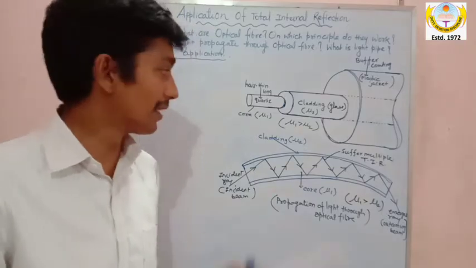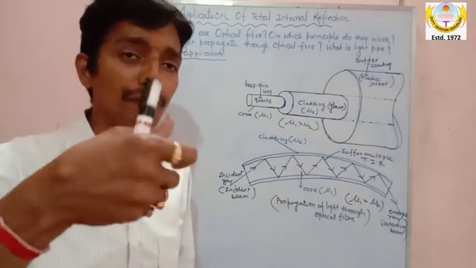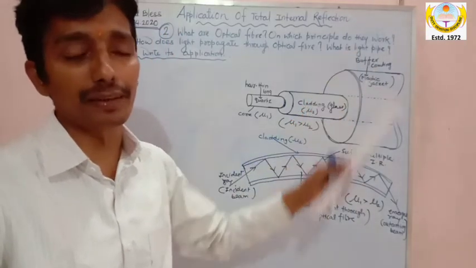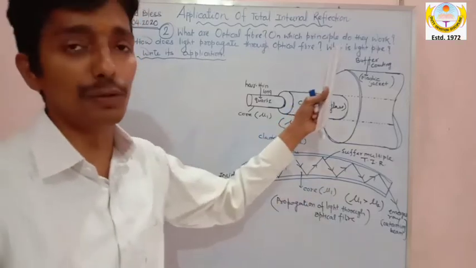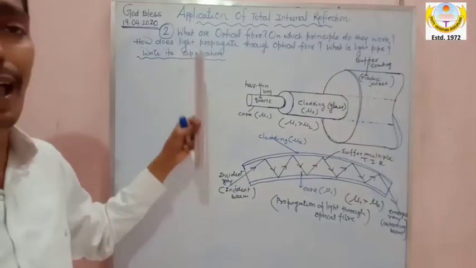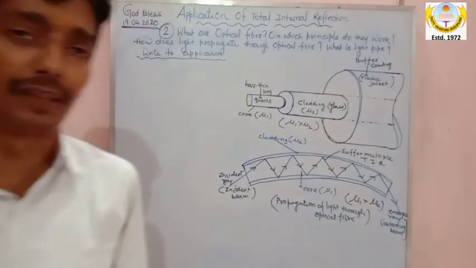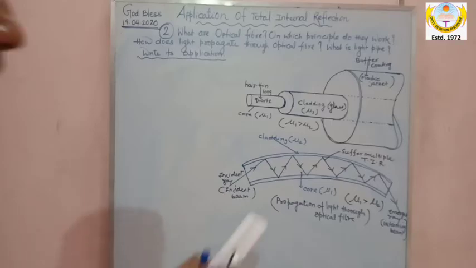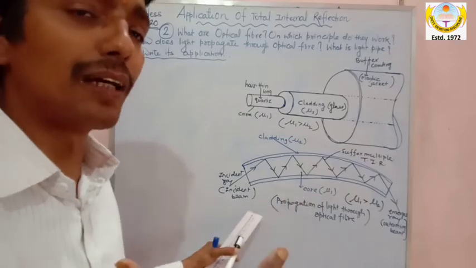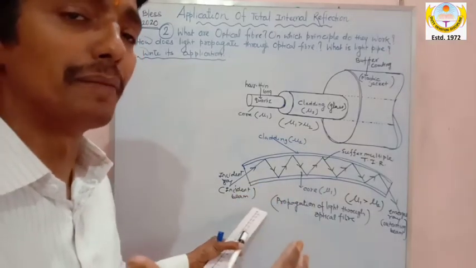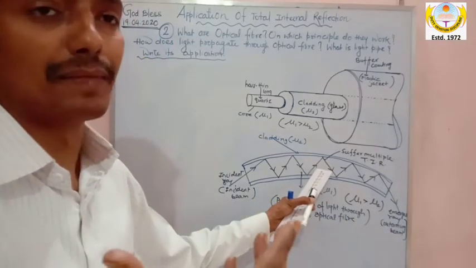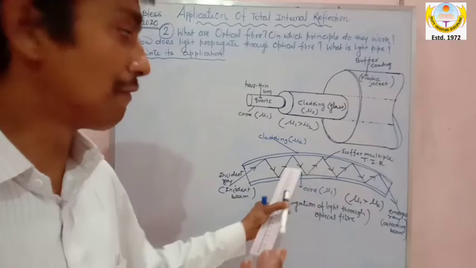Here I have drawn one fiber, but a bundle of fibers together is called a light pipe, and it is used for medical purposes, so-called endoscopy. There is a lot of use of light pipes. We will discuss what a light pipe is and, lastly, the applications of optical fiber. So let's begin with the optical fiber. I have drawn two diagrams. One shows the structure of the optical fiber. The other shows how light enters one end of the fiber and emerges from the other end under the condition of total internal reflection.